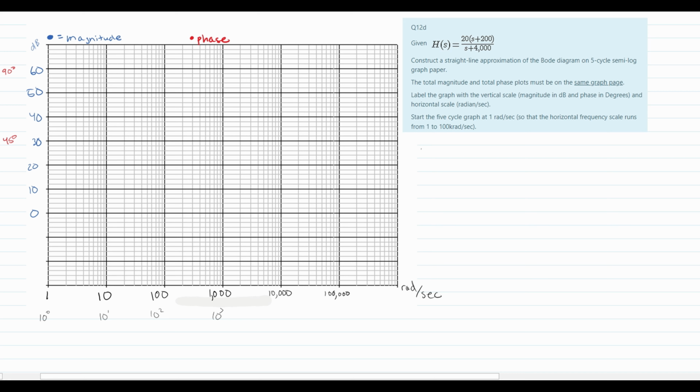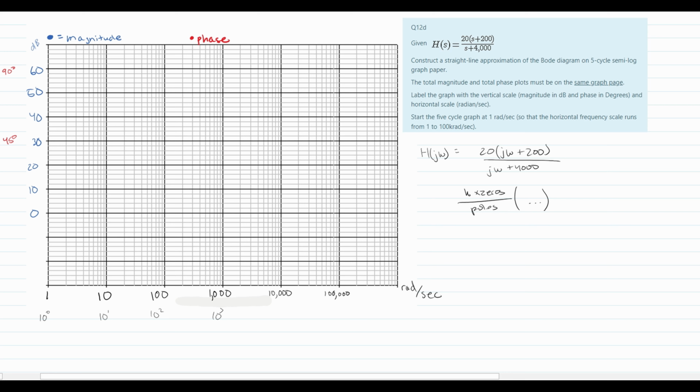So we're going to convert this to H of j omega set equal to 20 times j omega plus 200, divided by j omega plus 4000. What we need to do from here is take our K, which is the 20 out front, multiply it by our zeros, and then divide it by our poles. And then inside of here, we need to make it look like what we have in the factor part of our table. And we'll get to that in a second.